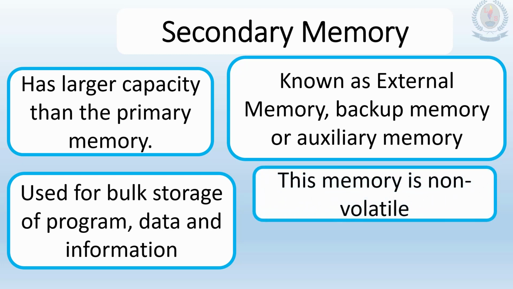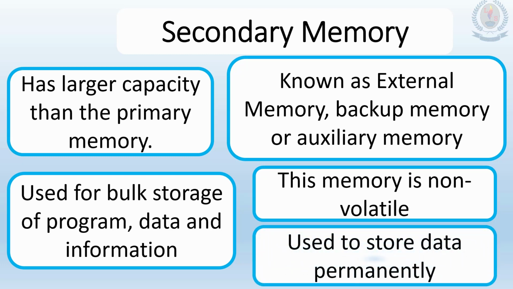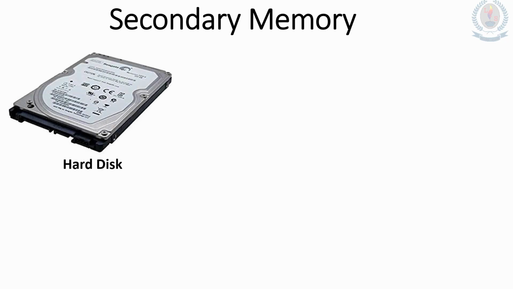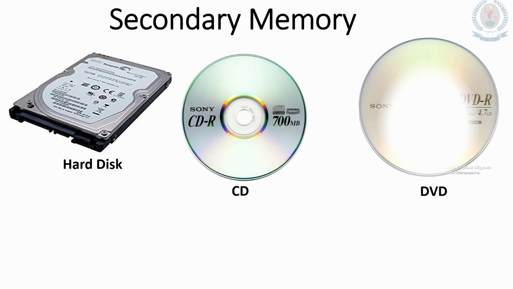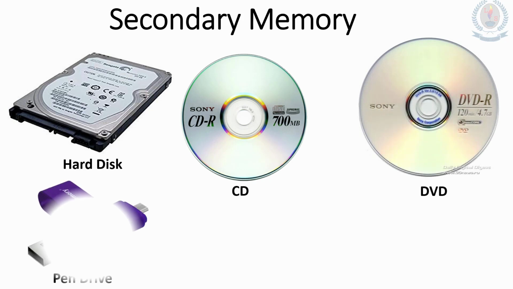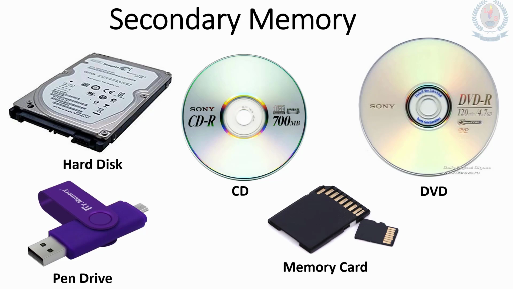This is a memory that is non-volatile. Like ROM, this is also non-volatile and used to store data permanently. If you take your pen drive, that is non-volatile and can store a large amount of data permanently. These are the examples for secondary memory: hard disk, CDs, DVDs, pen drives, memory cards.